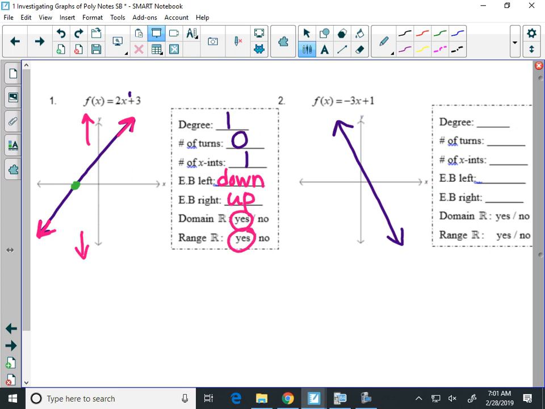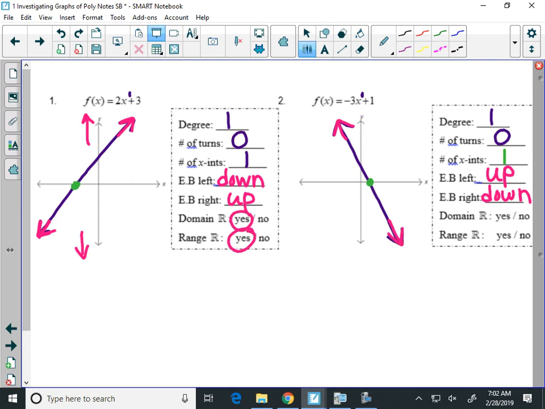Now we're going to answer the same questions. This is a linear function again. The degree here, the highest exponent, is a 1. With my graph here that's a line, it doesn't turn. There are 0 turns and direction changes. Again, I look at the x-intercepts. This time there's still only one x-intercept. Now on the left, this time the arrow that's on the left side is going up. So my end behavior on the left is going up, and the end behavior on the right is going down.